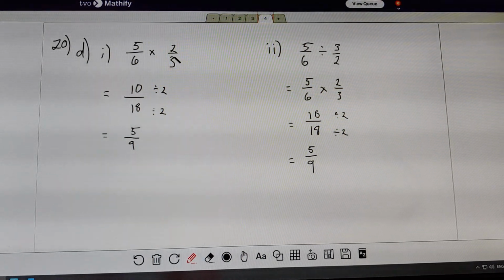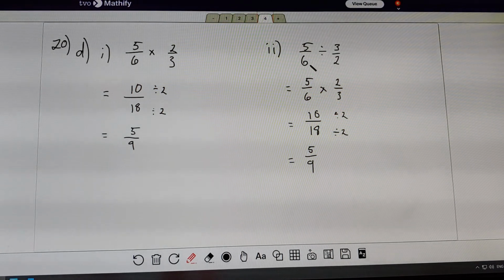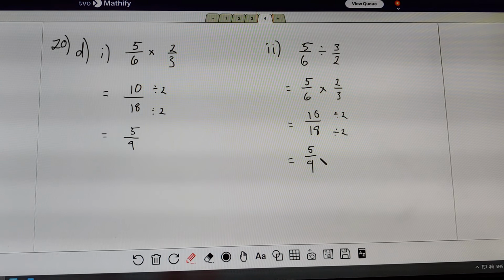So 5/6 times 2 over 3. 2 times 5 is 10. 6 times 3 is 18. 10 over 18, both divisible by 2, we get 5/9. So then 5/6 divided by 3 over 2. Flip this and multiply. So 5/6 times 2/3, which we saw here, right? Gives us 10 over 18, and again, 5/9.